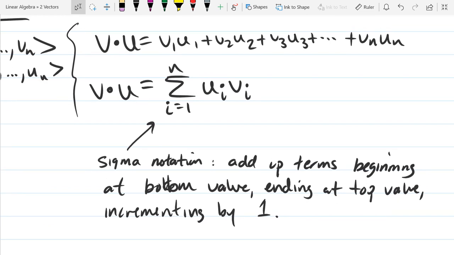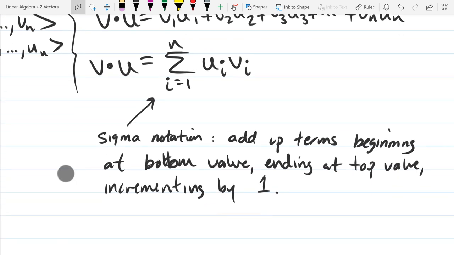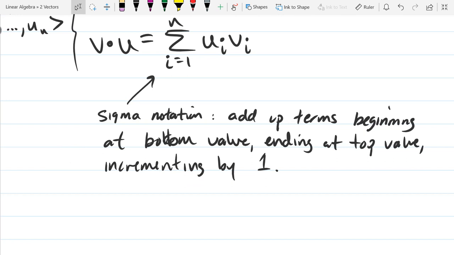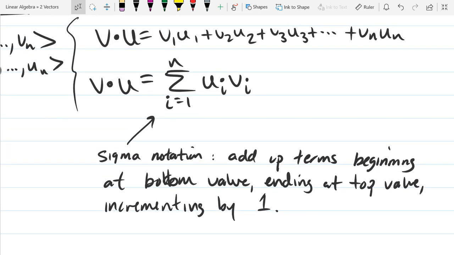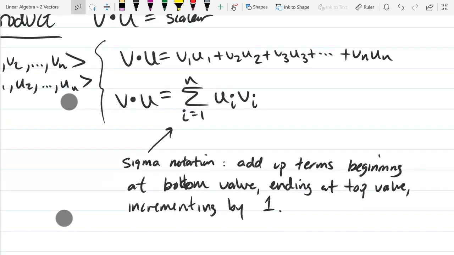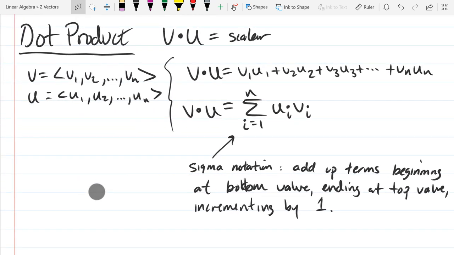So right there, without looking at the very top line, if I just look at the sum, I know the first term is going to be u1 times v1, and that'll be added to the next term, which will be u2 v2, and you keep adding until you get to un vn, the last term. So that sigma notation corresponds to exactly what's written right above. So that is the dot product.